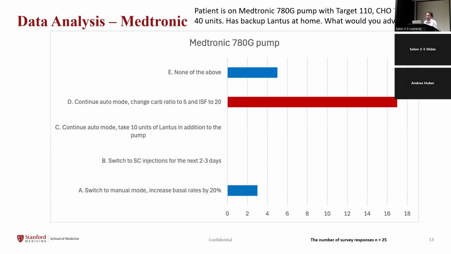Medtronic was very similar, and many of them chose continue auto mode, change carb ratio and ISF factor to a tighter ratio. And then some of them, like 3 of them, chose switch to manual mode and increase basal rates by 20%. And quite a few, like 5 of them, chose none of the above.